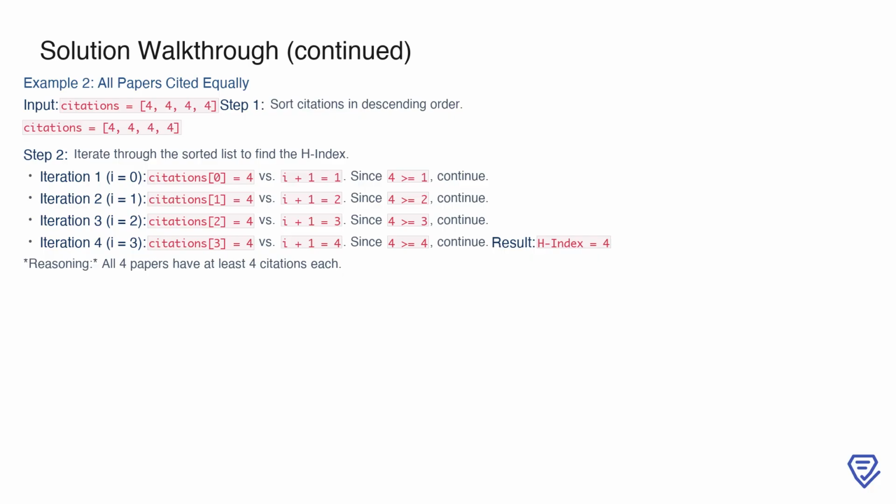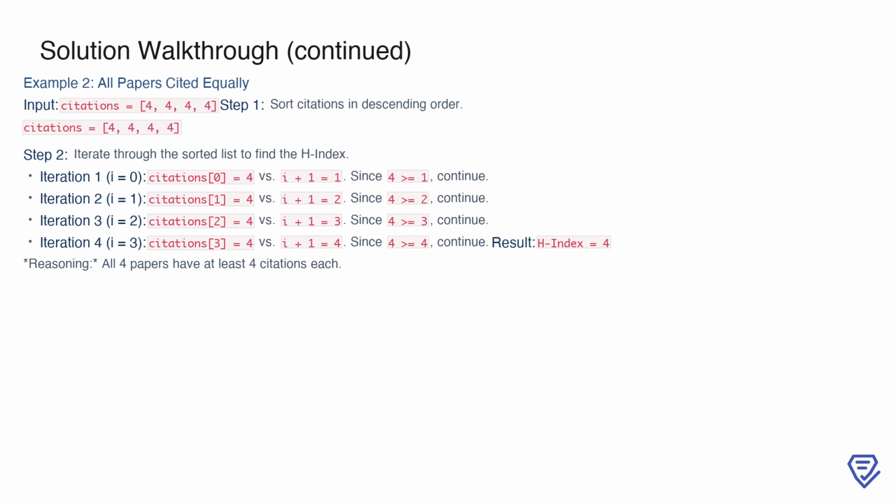In the second iteration, the citation count is again 4, and the rank is 2, so the condition still holds. For the third paper, the citation count is 4, and the rank is 3, which satisfies the condition. Finally, in the fourth iteration, the citation count is 4, and the rank is 4, which is also valid.